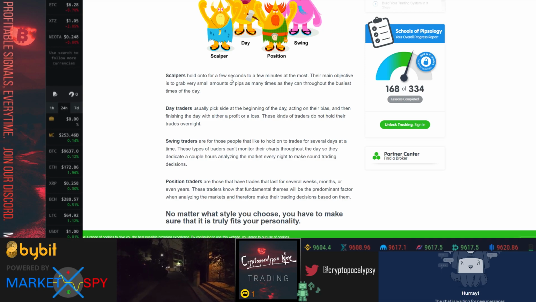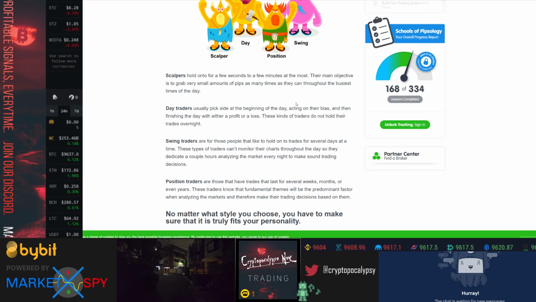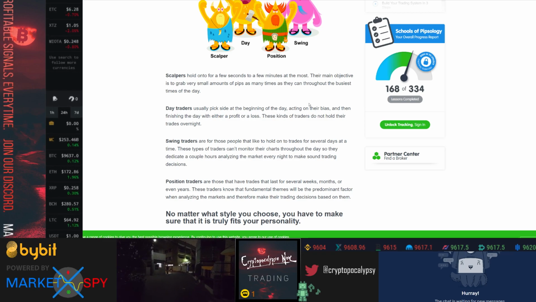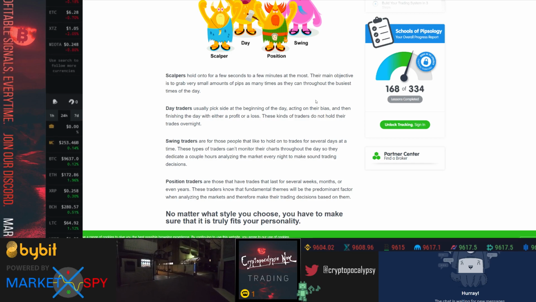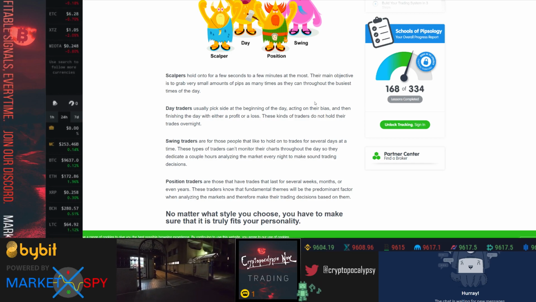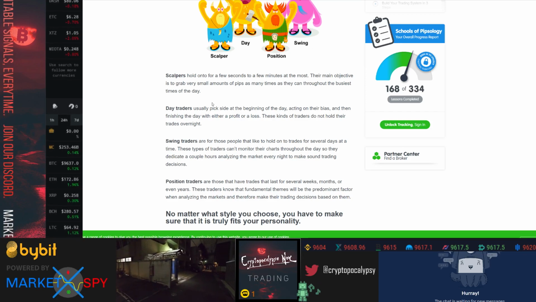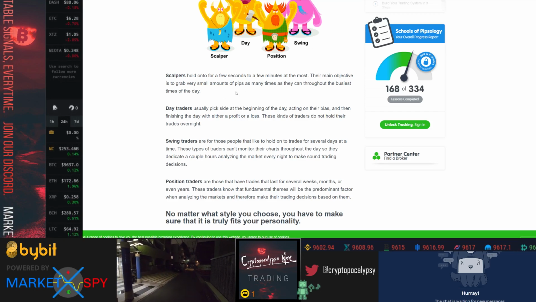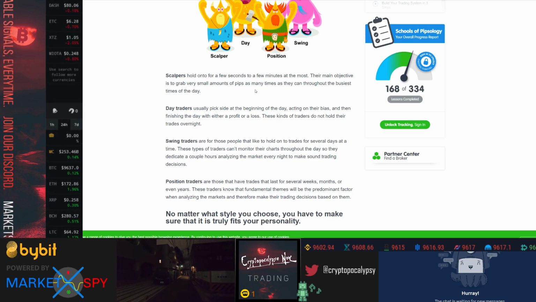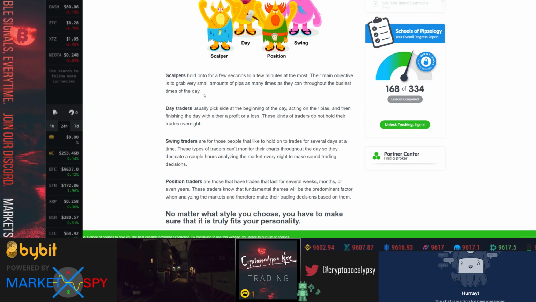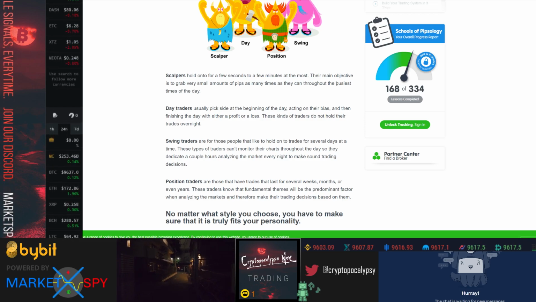And this is true. Scalping is super tough in non-trending markets, sideways markets. Your only choice is to wait for a clear break, trend reversal, or a support resistance flip. That's the only way. So the main objective for a scalper is to grab very small amounts of pips or dollar amounts in case of Bitcoin as many times as they can throughout the busiest times of the day. Not just randomly, but throughout the busiest times of the day.